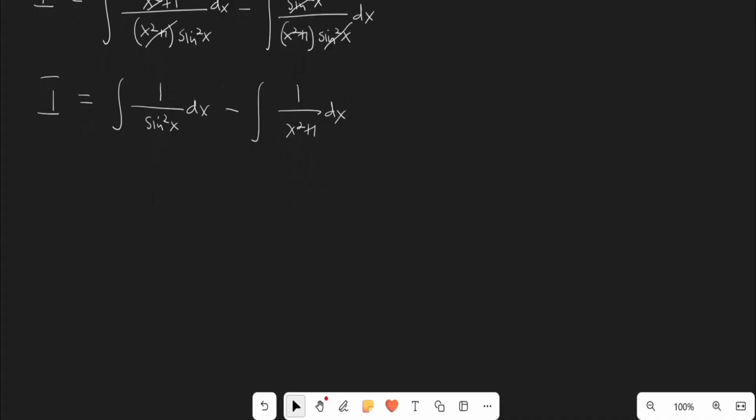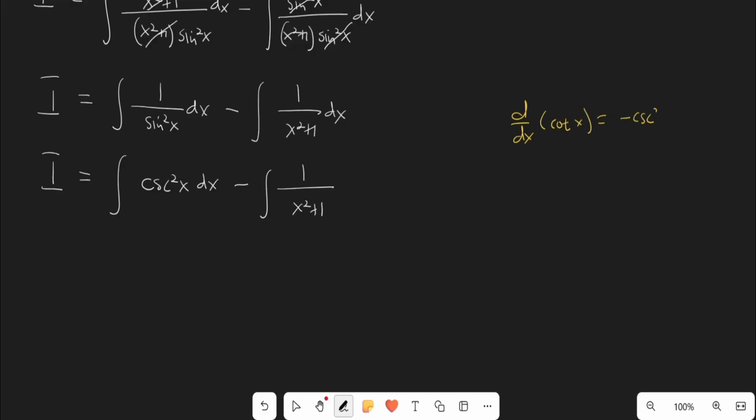1 over the sine square of x is the cosecant square of x, right? This is the integral of cosecant square of x dx minus the integral of 1 all over x squared plus 1. We know that when we differentiate the cotangent of x, this is going to be the negative cosecant square of x, right? So in that case, if we are integrating the negative cosecant square of x dx, this is going to give us the cotangent of x, right?